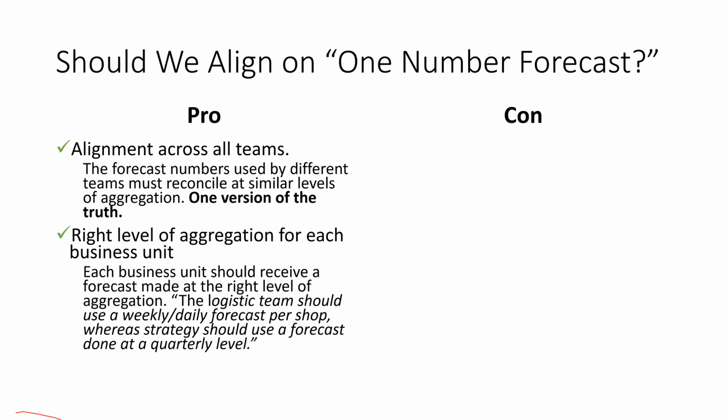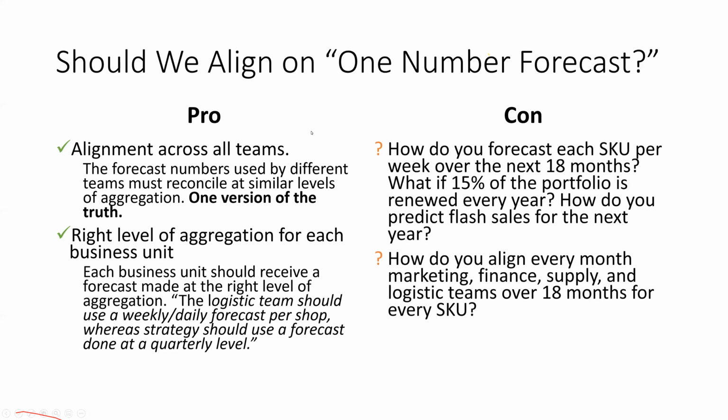Okay. Now, on the other side, I have to ask some questions. If you're the logistic guy, you need to have a precise forecast for the next, let's say, days, and you need to have it per SKU per shop. I'm asking you the question, how do you make a forecast per SKU per shop for the next 18 months? That looks impossible to me. On the other hand, if you need to align all those teams, so I'm talking marketing, finance, supply, logistics, all of those guys for an 18-month forecast, and you want to do that every week or every month, it's going to be a mess.